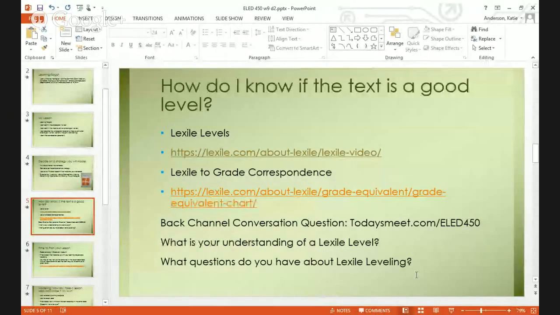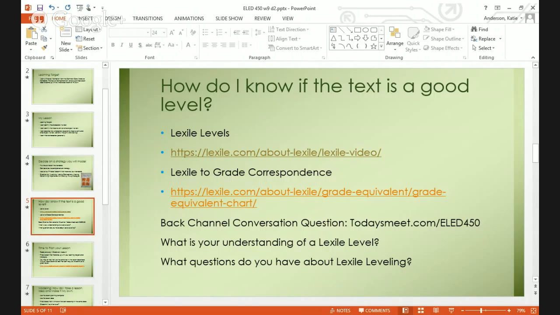Now that I have a text selected and I have ensured that it matches the Lexile level that I want by going to lexile.com, I'm going to find a lesson idea that might match. This was actually the lesson idea that I came up with last week, on Monday, that I shared with you. Let's see. Hold on just a second, wrong page.